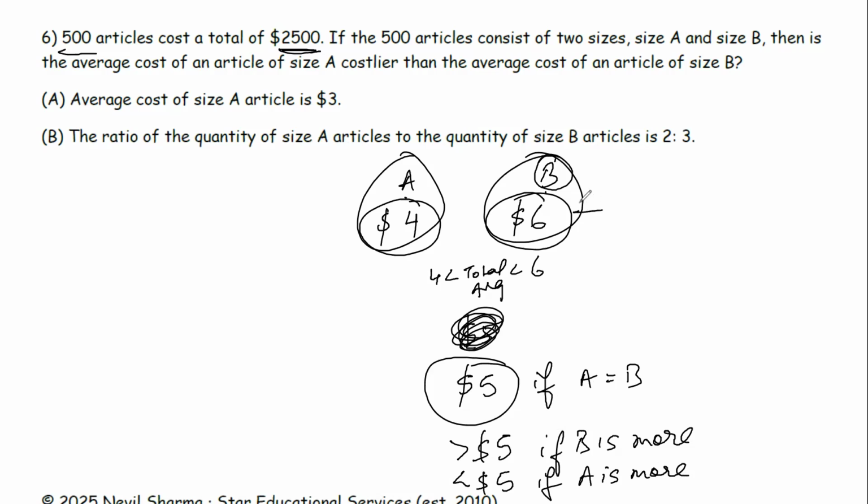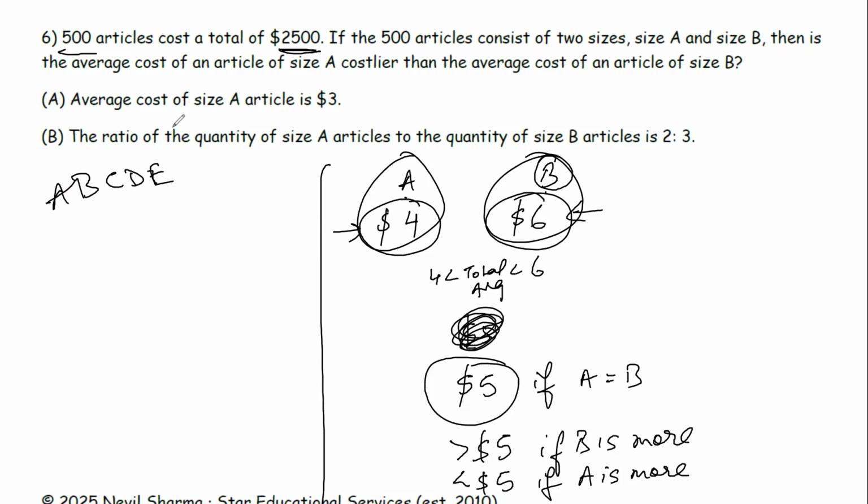This is assuming that 6 was the average and 4 was the average. Now, using this concept, we're going to answer this question: whether the average cost of an article of size A is costlier than the average cost of an article of size B. And remember, they're asking about the average, so the answer should be yes or no. Okay, so A, B, C, D.